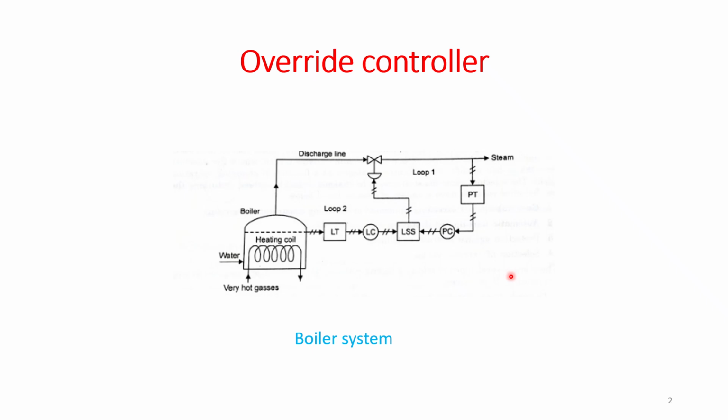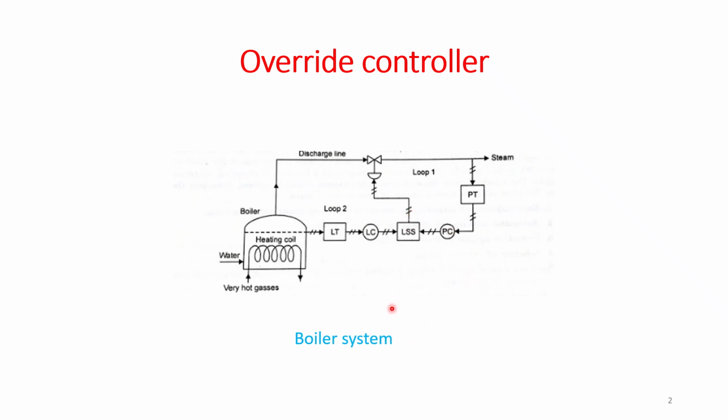The override controller is nothing but the decision making controller. Suppose in a particular system you want to control or maintain more than one variable, it becomes a multivariable control system. Controlling a single variable is easy, but a multivariable control system is not that easy. So the override controller will be the decision making controller. In the current situation, what mode has to work will be decided by the override controller.